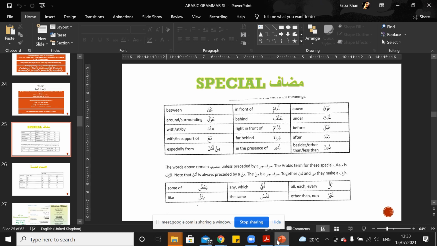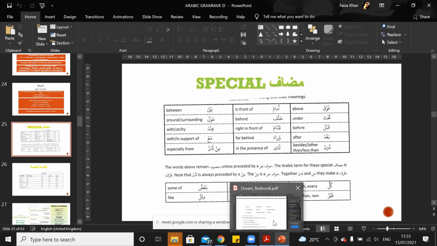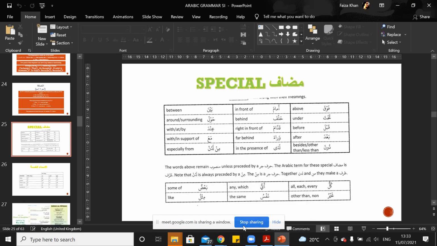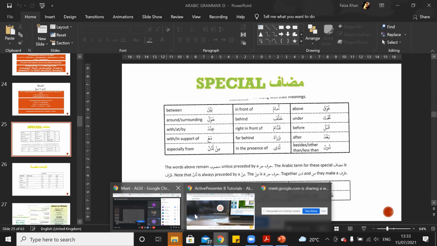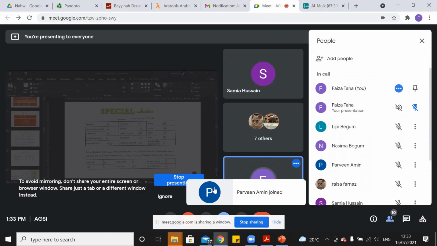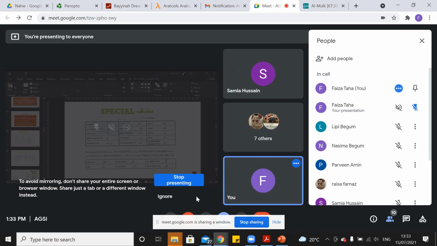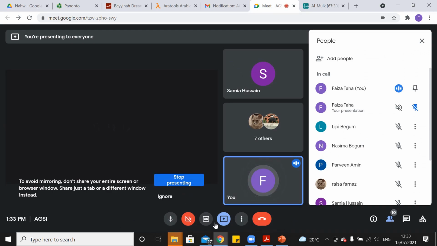So now have a look at the book and do some exercises to clarify the topic we are doing. Stop presenting.